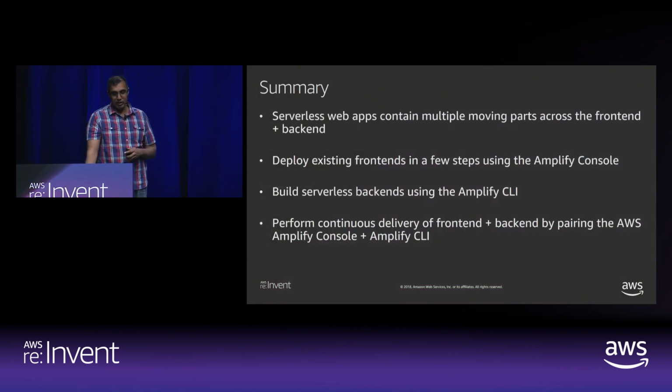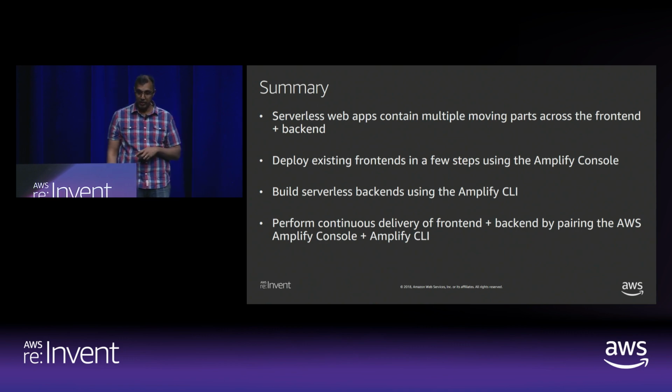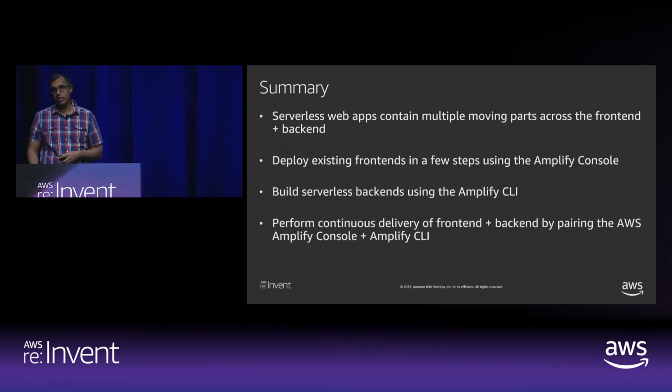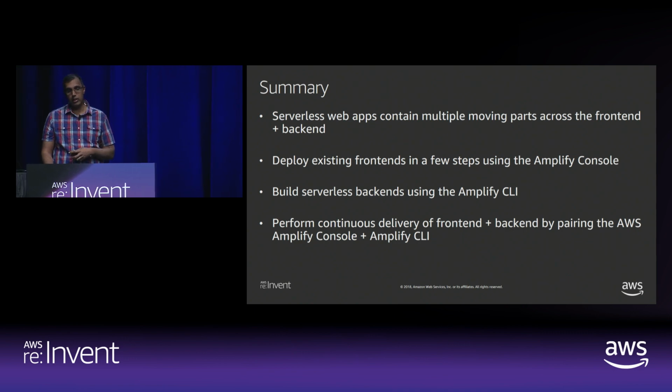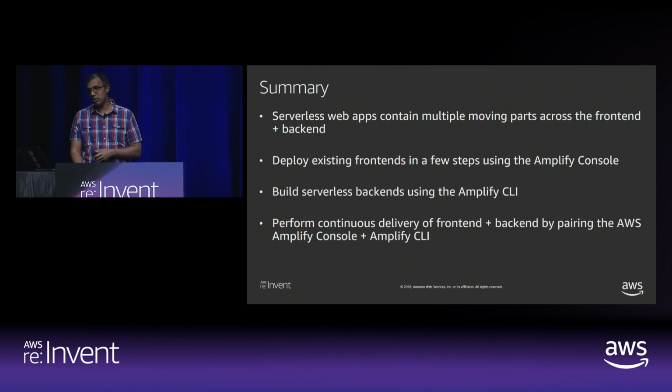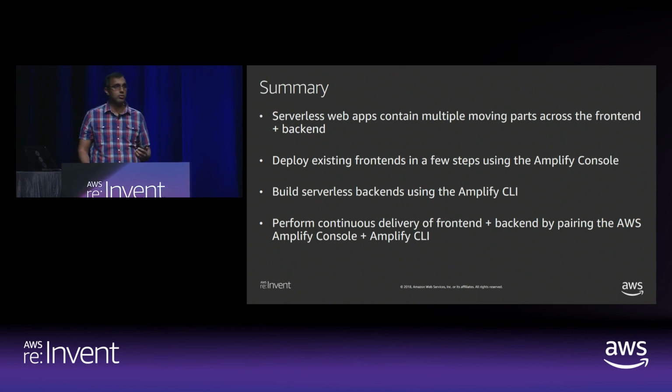So, in summary, the serverless web apps we've been talking about today contain many moving parts across the front end and back end. The Amplify console provides a way to deploy even existing front ends in just very few steps, even if they aren't on AWS yet. Very much adopts a Git-based workflow. You can build serverless backends using the Amplify CLI like I showed you today. That said, a lot of the best practices hold even if you don't use the Amplify CLI.